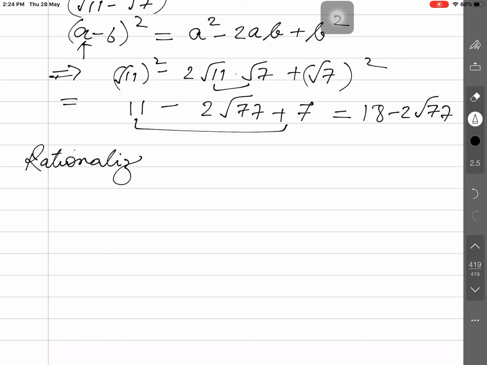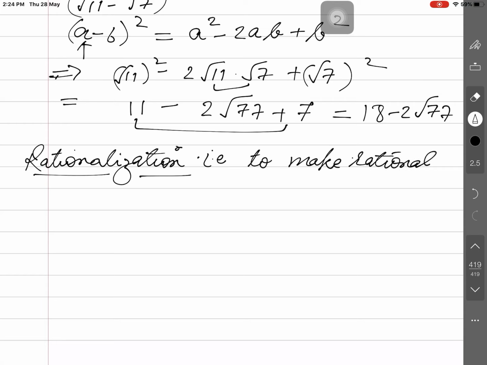Rationalization, as its name suggests, is the noun form of rationalize. Rationalization means to make rational. Simply, that is what we are saying here: to make rational. To make rational is called rationalization. So how can we make the numbers here rational?